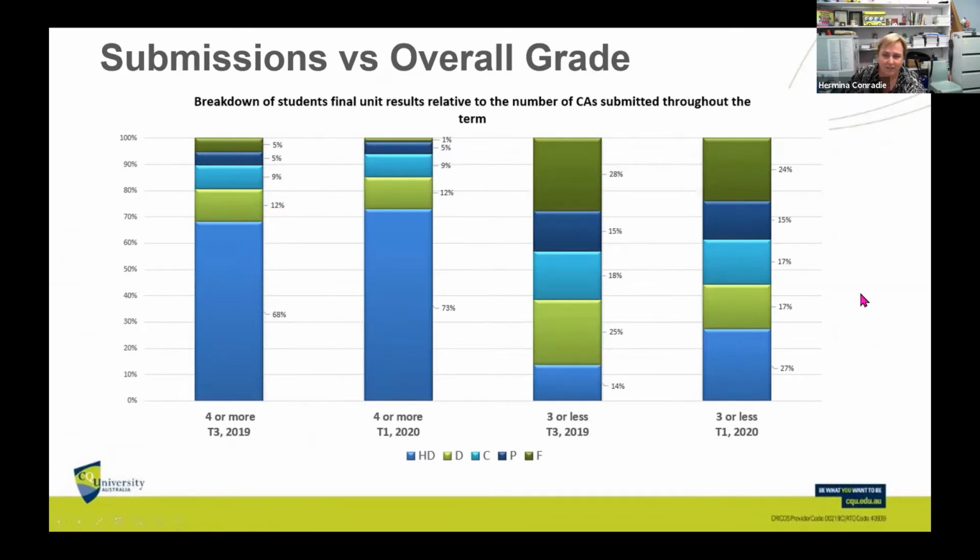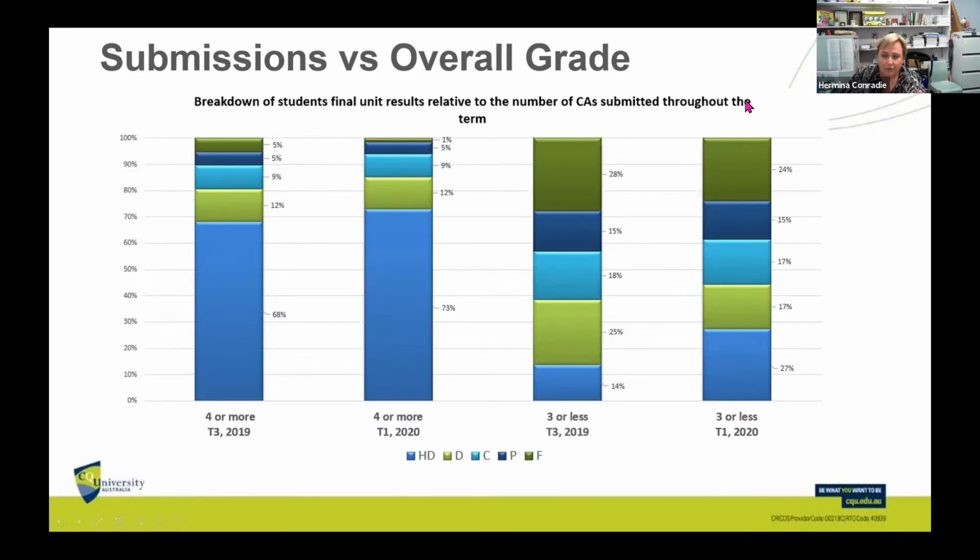As you can see, of those students who submitted 4 or more out of the 10 consolidation activities, most of them, between 70 and 80%, got high distinctions. Also to note is the number of fails at the top. The green on the left-hand side shows a very low number of fails in the 4 or more submitted consolidation activities.